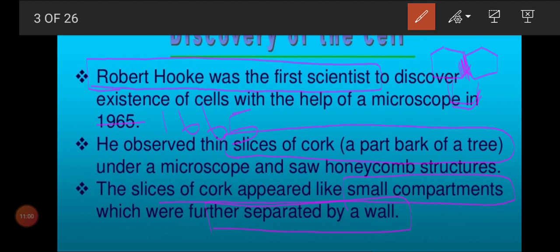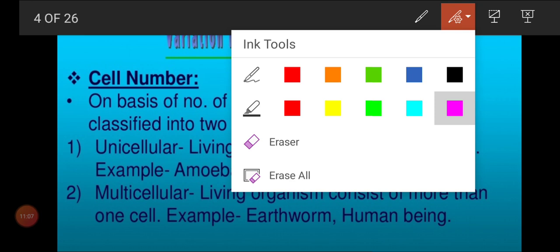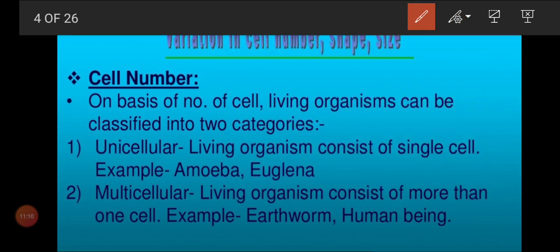Okay, next slide we'll see. And here you want to remember cell number. So we know what a cell is, who discovered it, how he discovered it, and what the structure of the cell is. Here we want to remember that the cells present in all organisms are not equal in shape, size and number. The number, size and shape of cells will vary.